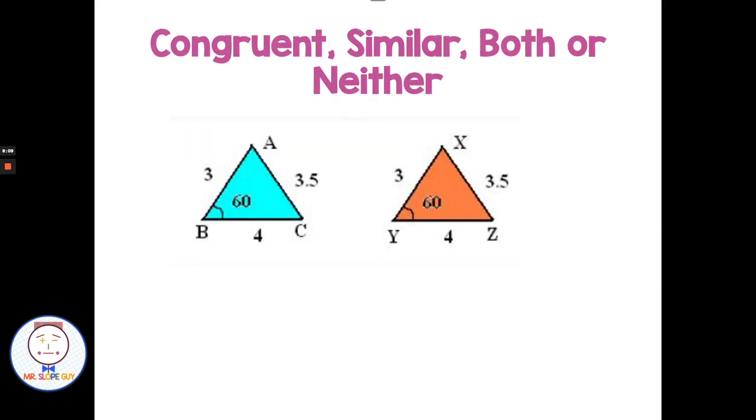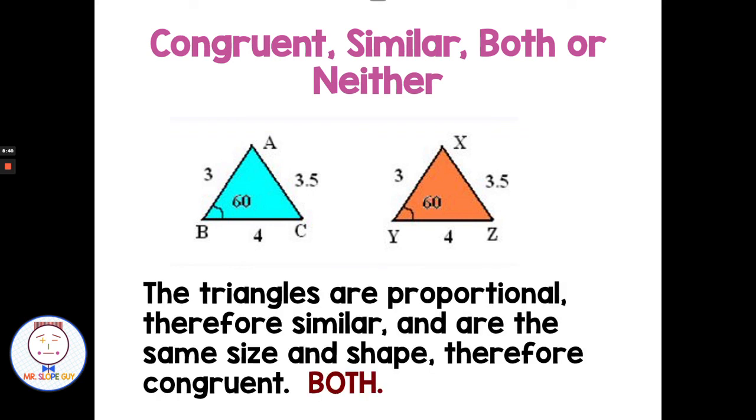All right, are these two triangles congruent, similar, both, or neither? Well, let's examine what we have. We have a side of 3 that matches with 3, 4 matches with 4, 3.5 matches with 3.5, 60 degrees matches with 60 degrees. I would say that they are congruent, meaning same in size and shape, and if they're congruent, they're automatically also similar, meaning they're also the same shape. So I would say they are both congruent and similar. They're proportional because they're the exact same measure, with a scale factor of 1.